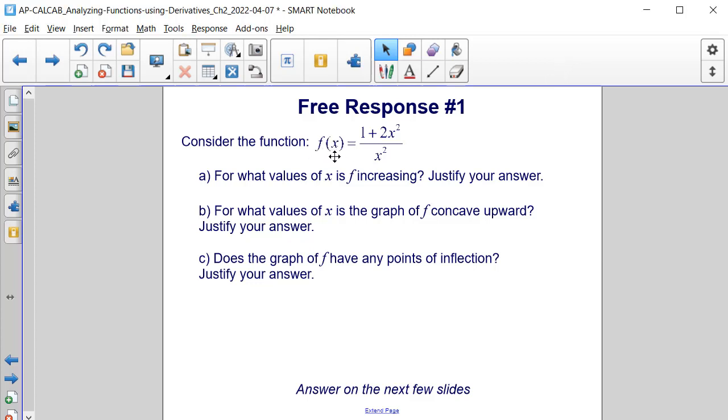Consider the function f of x is equal to (1 plus 2x squared) all divided by x squared. For what values of x is f increasing? Justify your answer. For what values of x is the graph of f concave upward? Justify your answer. And does the graph of f have any points of inflection? Justify your answer. Let's get started on part A.